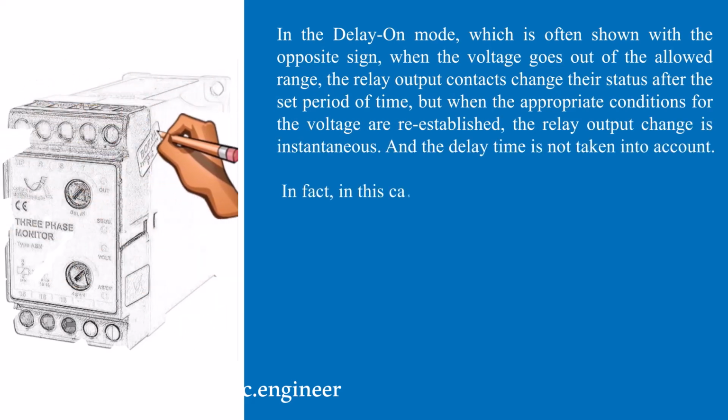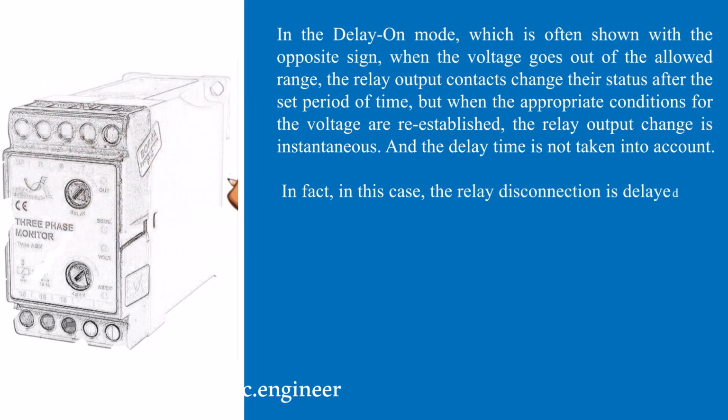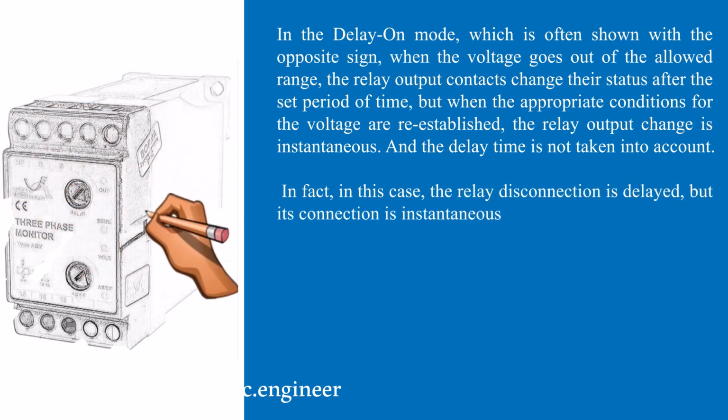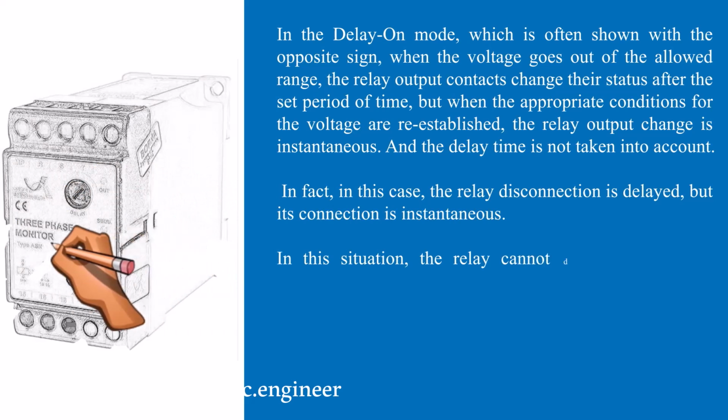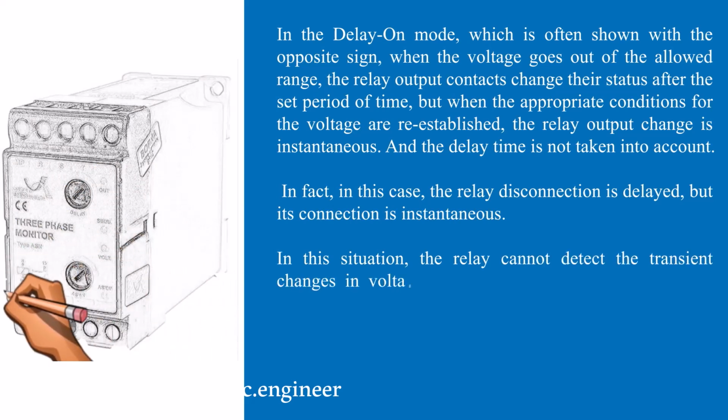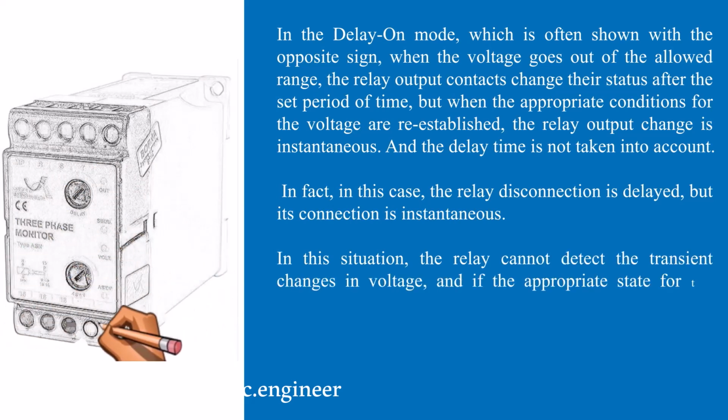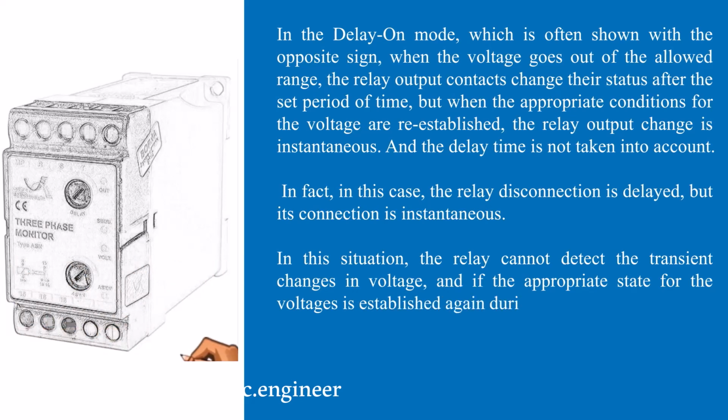In fact, in this case, the relay disconnection is delayed, but its connection is instantaneous. In this situation, the relay cannot detect the transient changes in voltage. And if the appropriate state for the voltages is established again during the delay, the relay will not work.